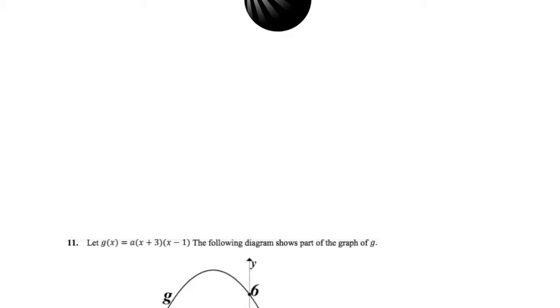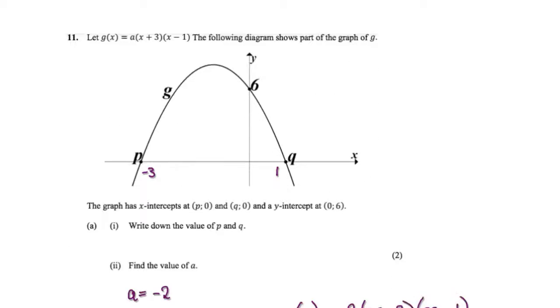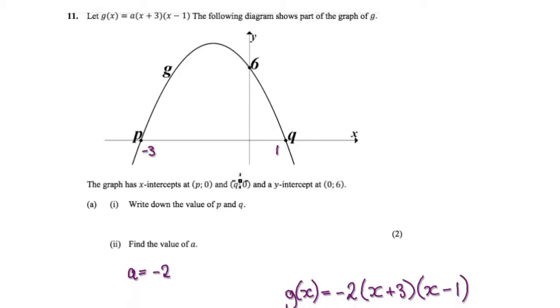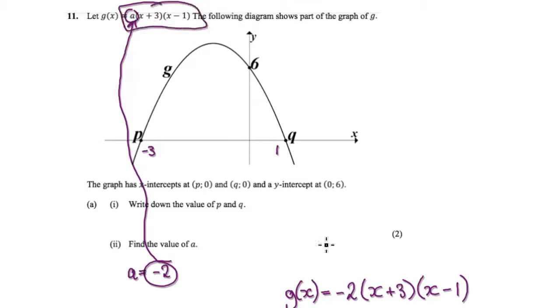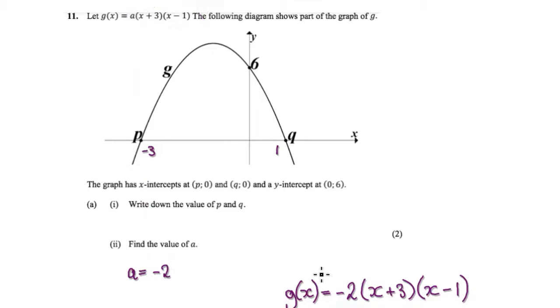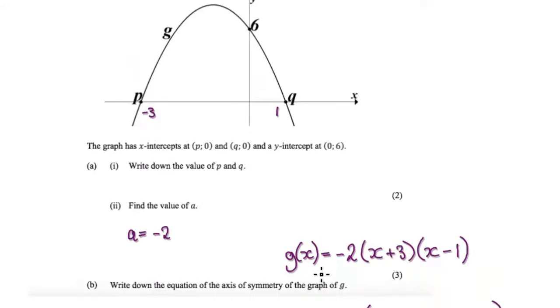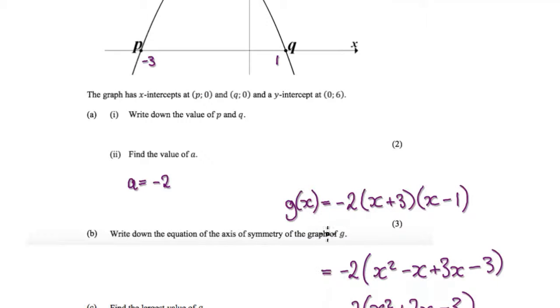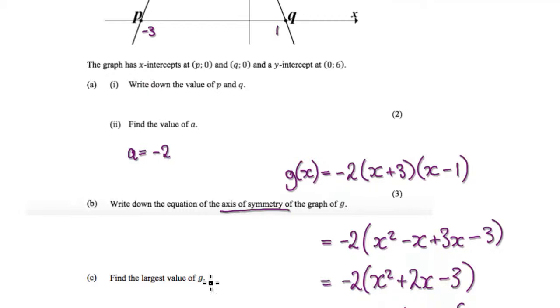Following on from the previous video, we got to this stage here where we found the value of a. A happens to be -2, so we can put it into here. So this whole thing here will then become this. So the next task is to find the axis of symmetry, and also the largest value of g.